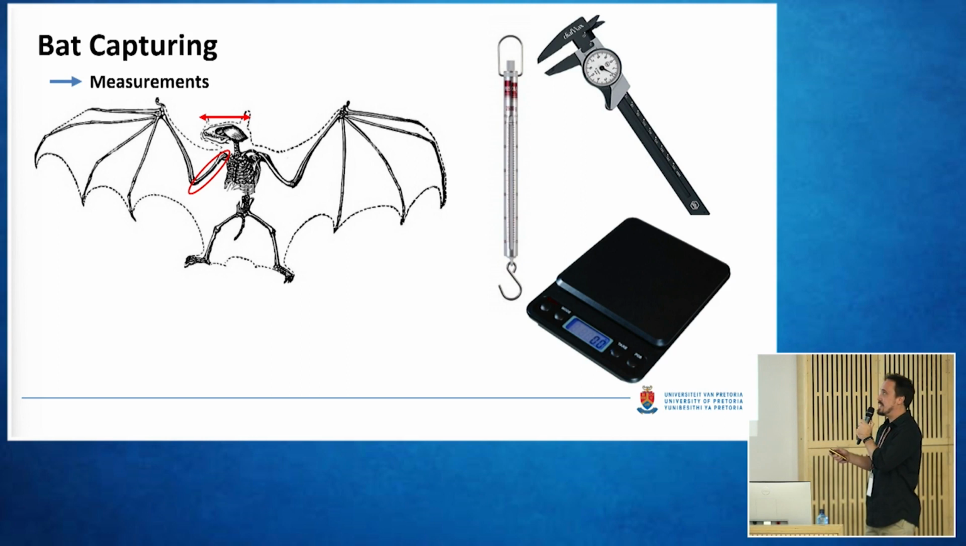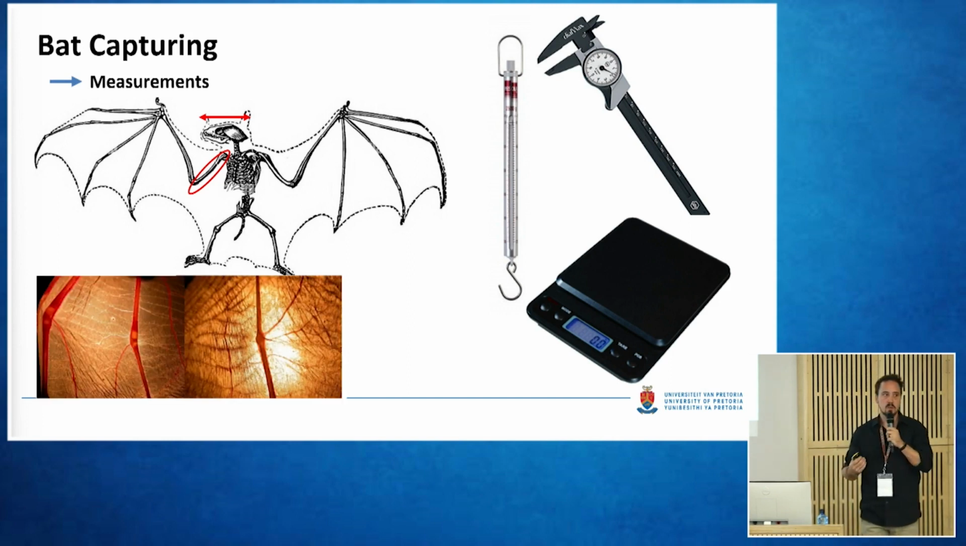The forearm and then head length. So when I talk about forearm, I just quickly also want to explain something about the bat wing. If you look at the bat wing, it's basically like a hand, where you've got the thumb at the top and then the other fingers, and then that's your forearm. So that's that part. So yeah, we take the forearm.